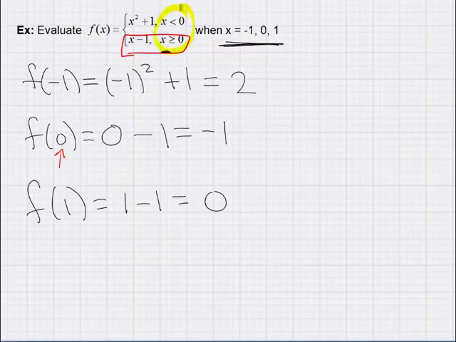I need to look at these domains. These two things cannot overlap. X is less than 0, x is greater than or equal to 0. They don't overlap. If, for some reason, I had, say, this: x is less than or equal to 0, x is greater than or equal to 0.